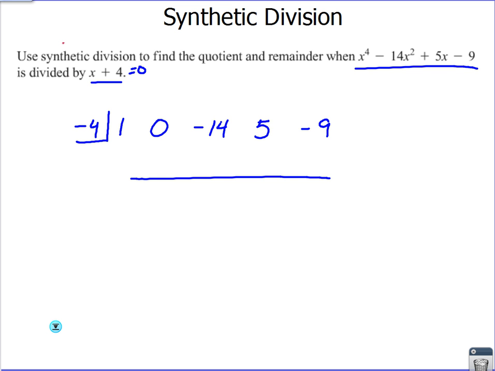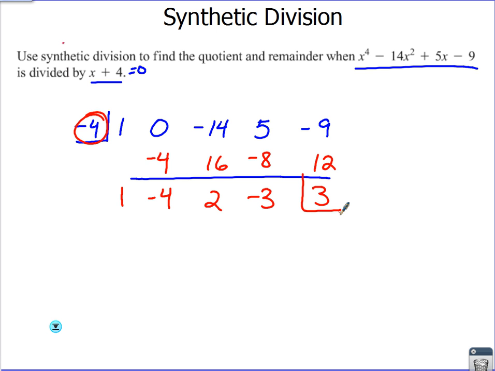Steps to synthetic division. Whatever number's first, bring it down, and we multiply. I get negative 4. Add the two numbers together. 0 plus negative 4 gives you negative 4. Multiply. We're always multiplying by what's in the box. Add the two numbers together, I get 2. Multiply, I get negative 8. Add the two numbers together, I get negative 3. Multiply, I get 12. Add the two numbers together, I get 3. Keep the last number in the box. Reminder that the last number is a remainder.